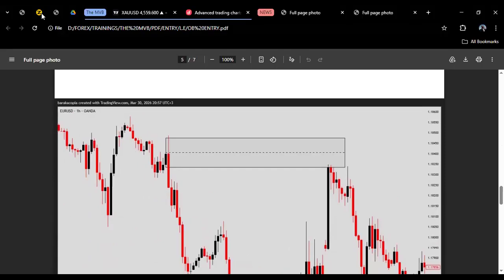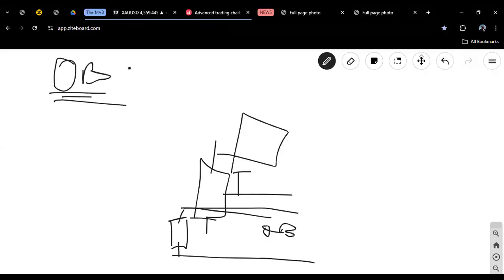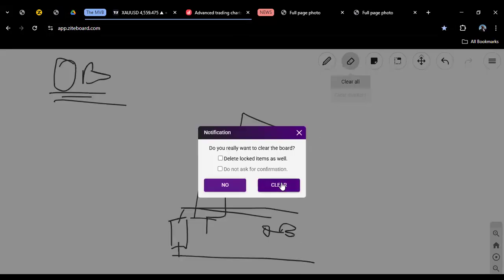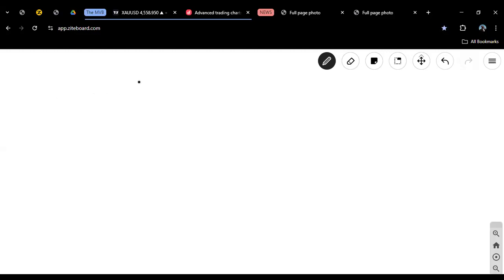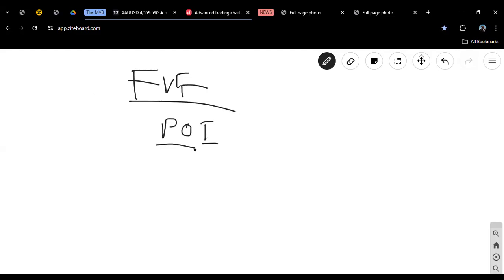So that was about order blocks. But in terms of fair value gap, it's simple. I don't use fair value gap for entries. Fair value gap, I don't use it for entries. I use it as a POI, a point of interest, where I wait for the market to come in and react in the fair value gap, and then it gives me an entry in the lower time frame.